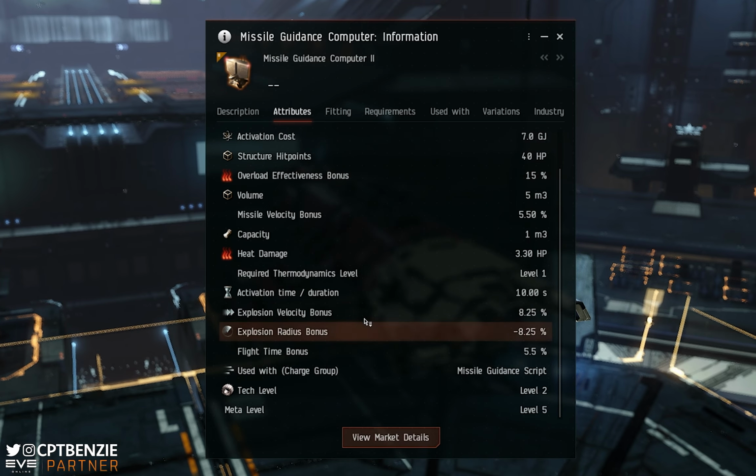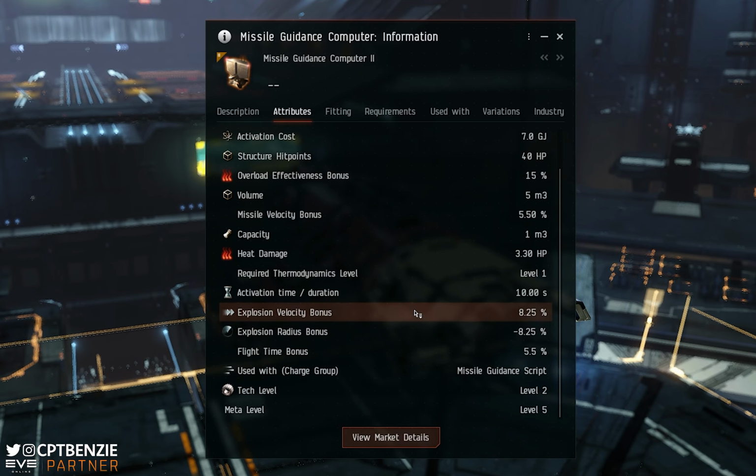If we go down the line here on the missile guidance computer, you can see it increases the explosion velocity bonus, meaning your missiles have a faster explosion velocity. It also reduces the explosion radius, meaning they have tighter, more impactful explosions, and it also increases the flight time, which increases the range of those missiles. Now you'll notice that this time around, whereas the Webifier and the Target Painter are affecting the target ship, this is affecting only your vessel.